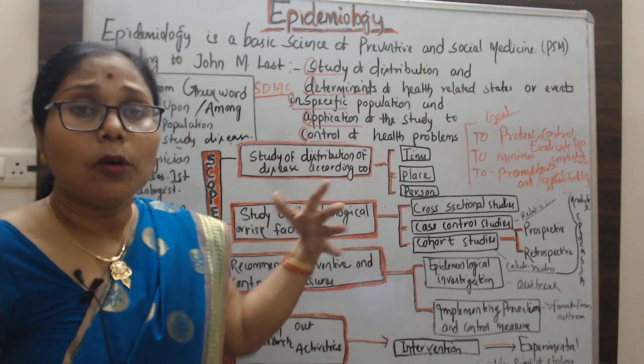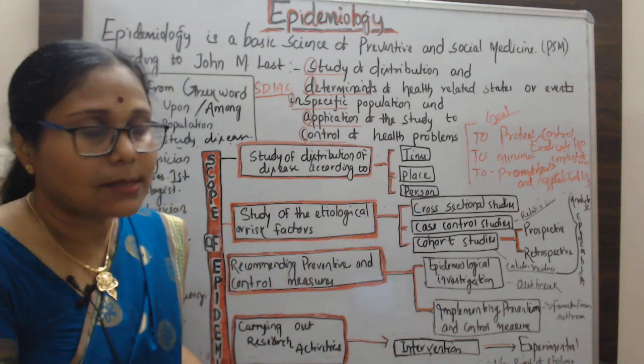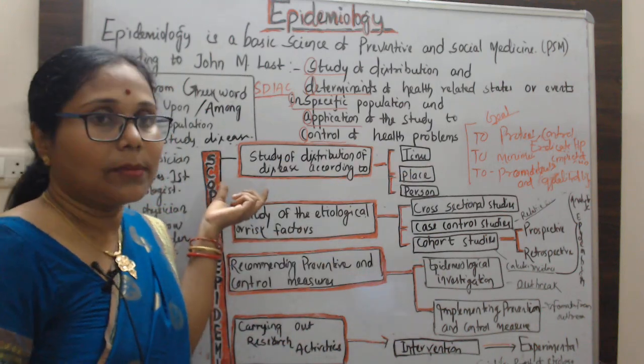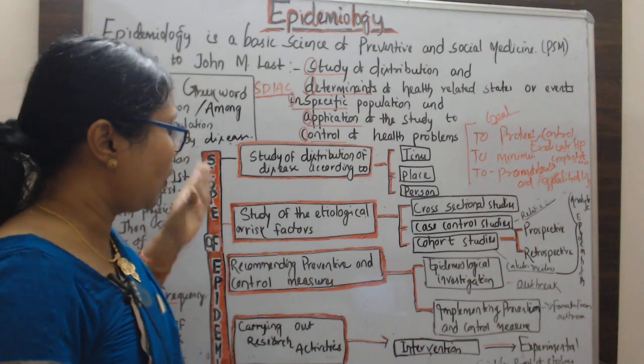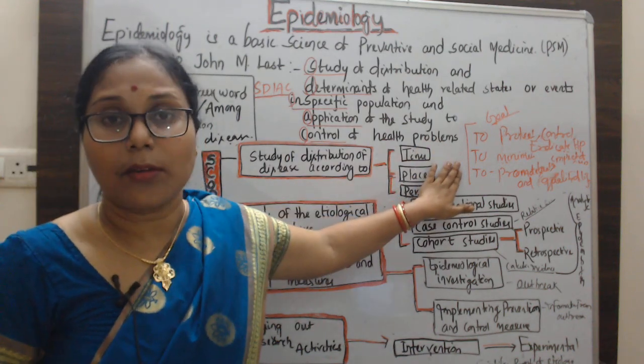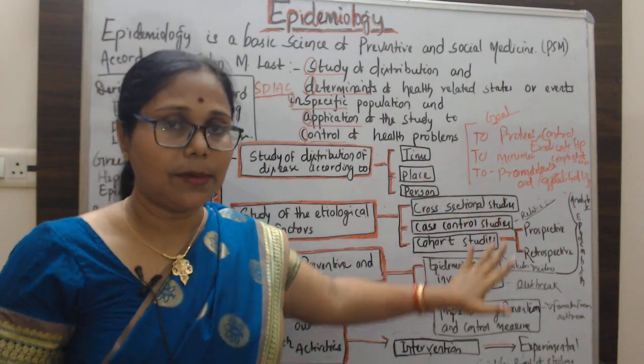And person, whom, or we say which group of people are affected by the disease. So three things we will discuss. That is one of the parts of the scope of epidemiology. This is also what we discuss in descriptive epidemiology. That is also called descriptive epidemiology.